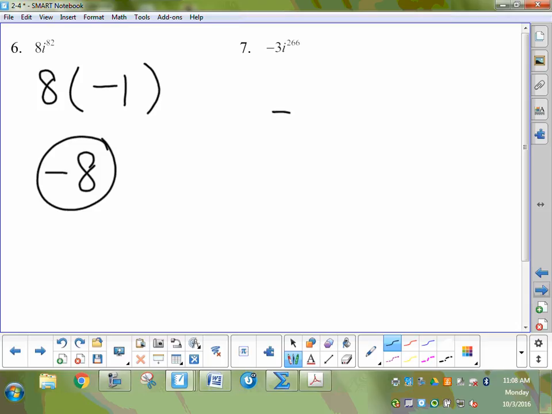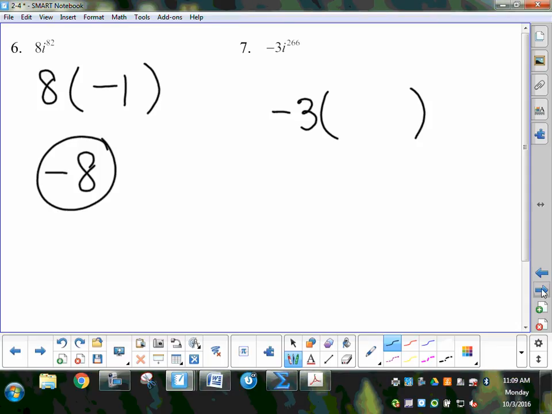Next one up, you've got -3 times i to the 266. If you need to use the calculator to help you find that multiple, go ahead and do it. But what multiple of 4 is near 266? 240. So keep counting around them, or hunch for a closer one. Did anybody use a different one? 250 is not a multiple of 4. 260 is a multiple of 4. Did anybody use a different one? 264, did you say? Yeah.